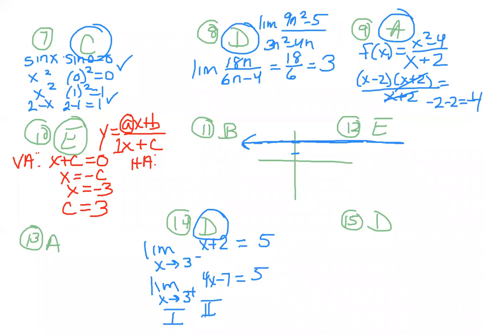And number 15, the last multiple choice, for which of the following does the limit as x approaches 4 exist? Well, it looks like number 1 exists because it looks like it's 1, 2, 3. Number 2, it exists. But number 3, it does not exist because it is approaching different things. So it's just 1 and 2, which is number D.